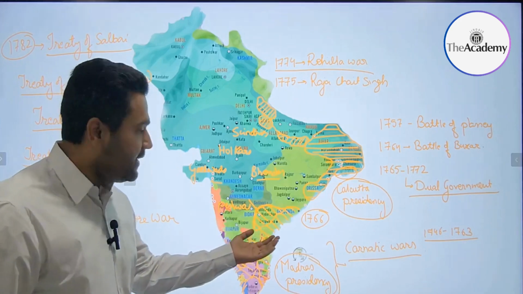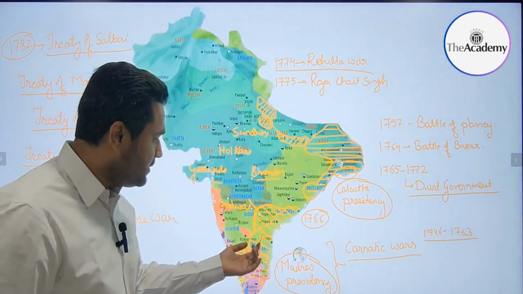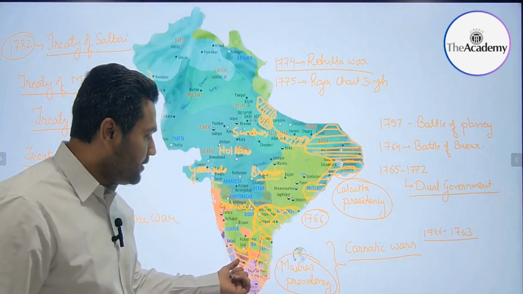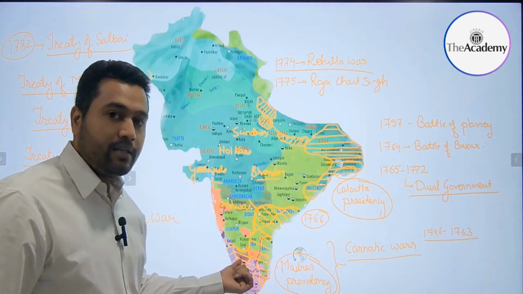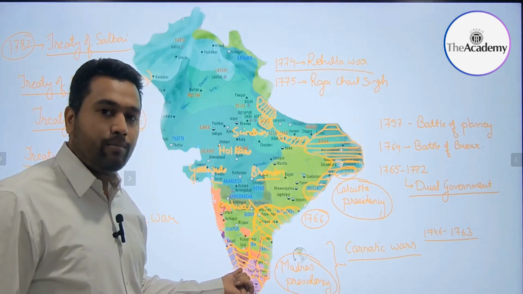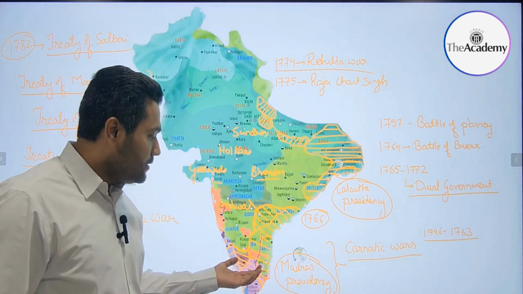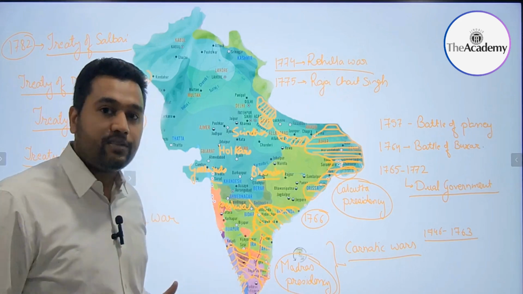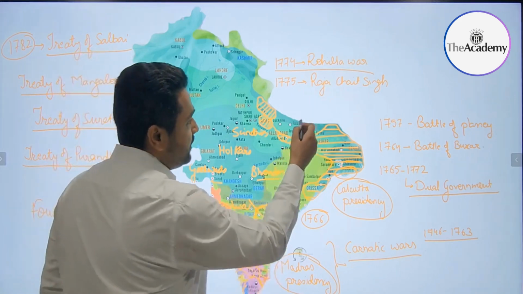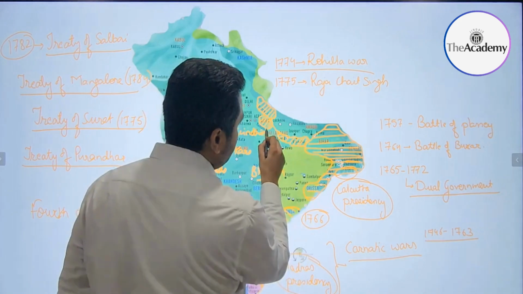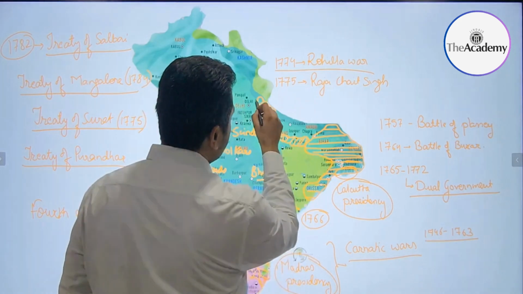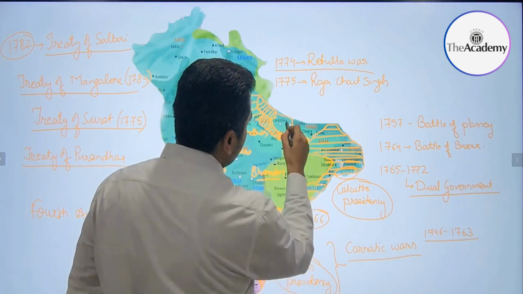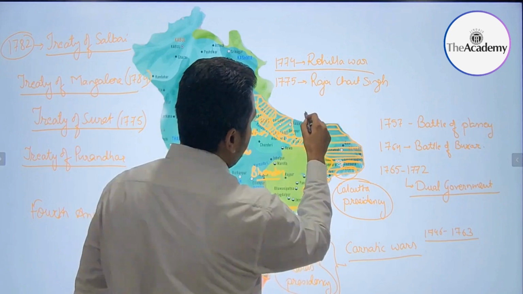So by 1798, Hyderabad signed the Subsidiary Alliance Treaty. The Nawab of Arcot would be forced to sign the Subsidiary Alliance Treaty. In Mysore, Tipu Sultan would be killed in the Fourth Anglo-Mysore War, and the Raja of the Wodeyar dynasty would be installed and forced to sign the Subsidiary Alliance Treaty. Back in the north, in Awadh, more territories will be annexed and Awadh would be forced to sign the Subsidiary Alliance Treaty.